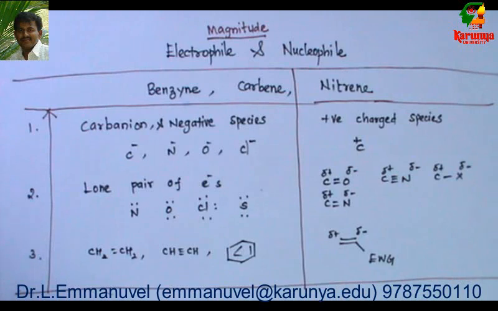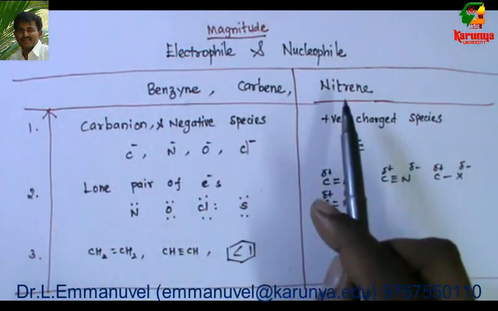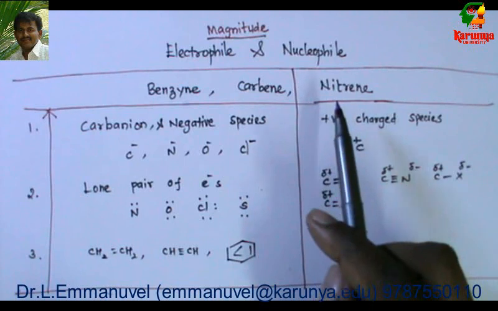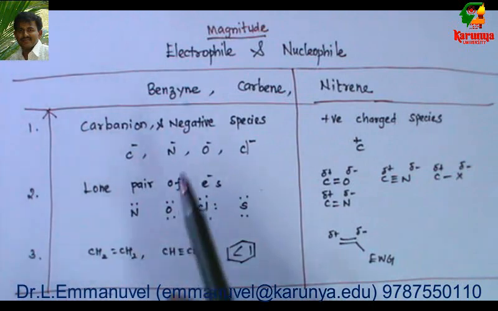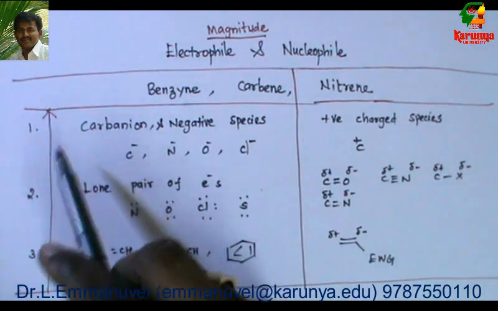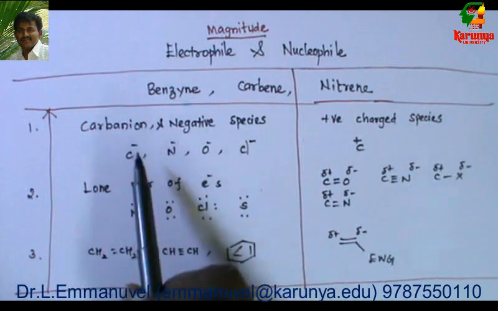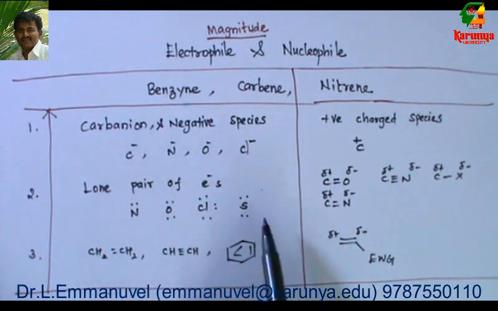In this video, we are going to discuss the magnitude of electrophilicity and nucleophilicity. In the earlier video, we have discussed the different types of electrophiles and nucleophiles. I have given that here. Carbene and nitrene, I mentioned they are special type of species. Then for nucleophile, I give three types. They are here: negatively charged species, atom which has lone pair of electron and multiple bonds.